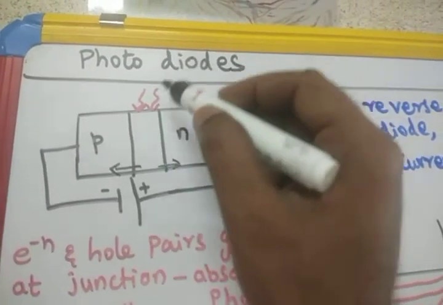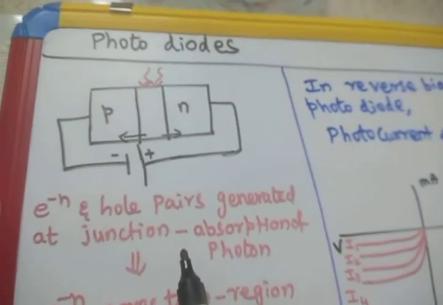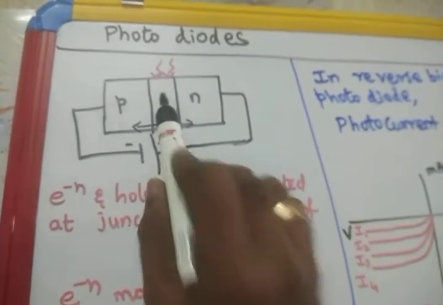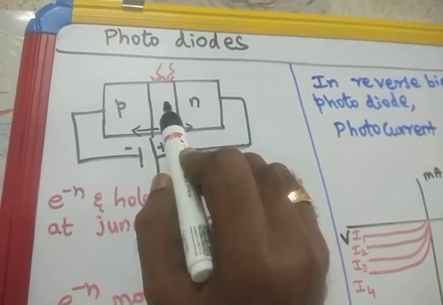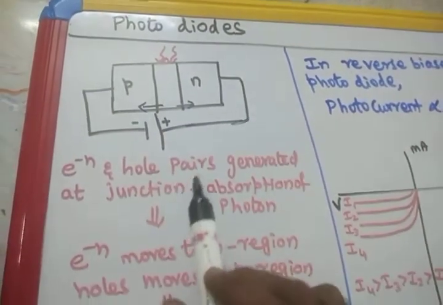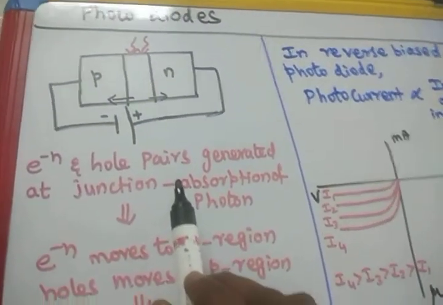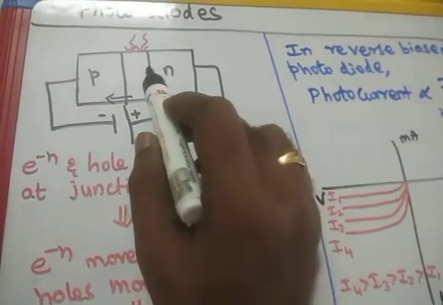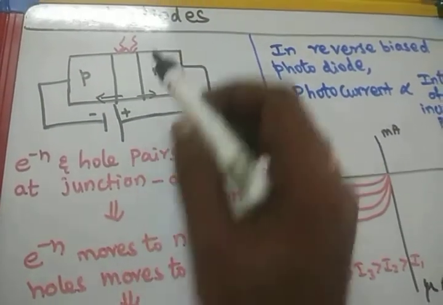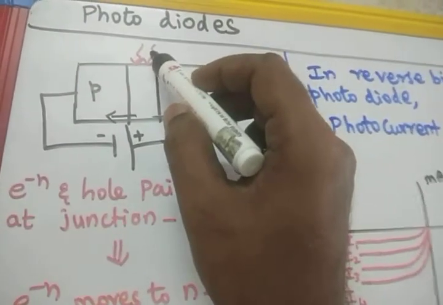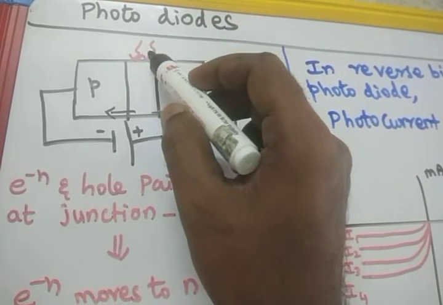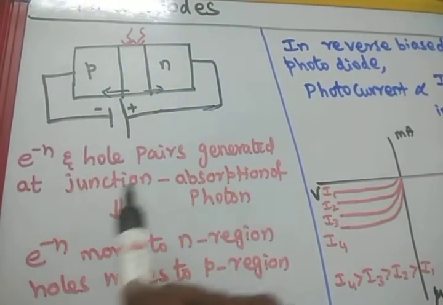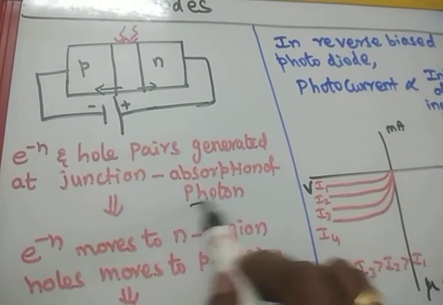When light falls on this junction region, electron-hole pairs are generated at this junction due to the breaking of covalent bonds. There are covalent bonds between the silicon atoms, or any semiconductor atoms, inside the semiconductor. The weak covalent bonds will break when the incident photon energy is sufficient to break the covalent bond. Then electron-hole pairs are created at this junction by the absorption of photons.